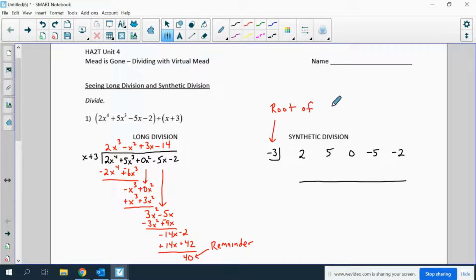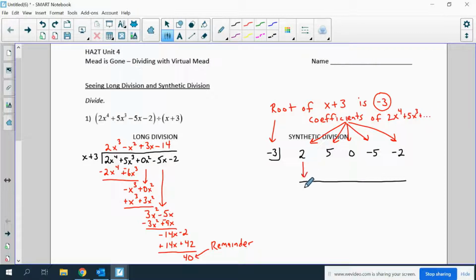So synthetic division is something that's very similar. We start with the root that would be associated with x plus 3, that goes in the box. And then all of these numbers are the coefficients of that polynomial, 2x to the fourth, and so on. Notice that I put a 0 in the middle. That's because it's missing the x squared term, just like I did in long division.